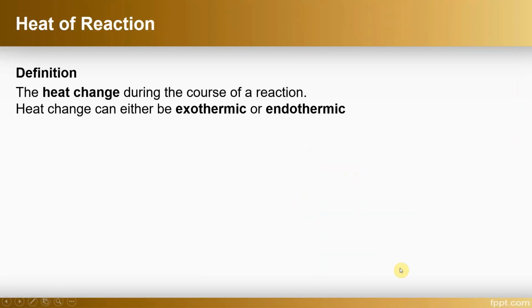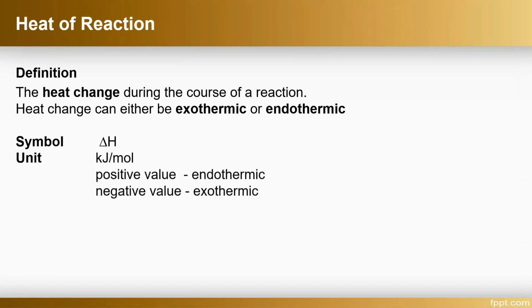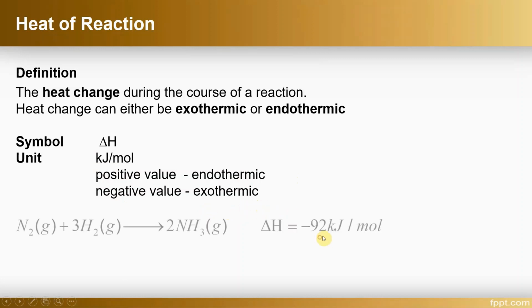Now let's look at the main part of the lesson, which is heat of reaction. For every reaction, there's actually a heat change. We call that heat of reaction. So heat of reaction can either be exothermic or endothermic, but most of the time it is exothermic. The symbol for heat of reaction is delta H. The unit is kilojoule per mole. We use joule for energy, but in chemistry we use kilojoule per mole. We have already learned what a mole is. And for the sign, if the value is positive, it is endothermic. If the value is negative, it's exothermic. We'll look at this in another lesson.